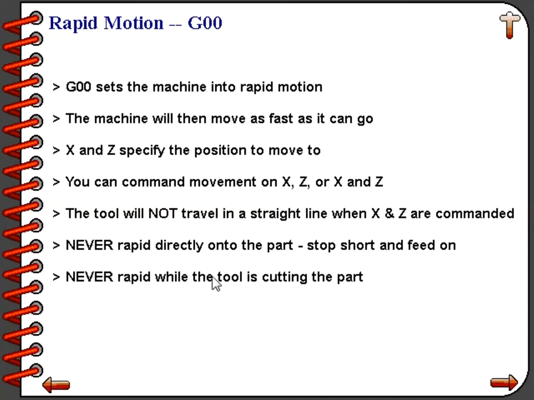Never rapid while the tool is cutting the workpiece. In other words, do not move the tool along the workpiece in the rapid mode. Sometimes a programmer or a setup person might try to get aggressive and reduce cycle time if they are cutting a soft material, for example plastic or perhaps even wax or aluminum. And they will think, well gee, the machine just simply can't feed fast enough, so I'll put the machine into rapid motion and let it go as fast as it can.